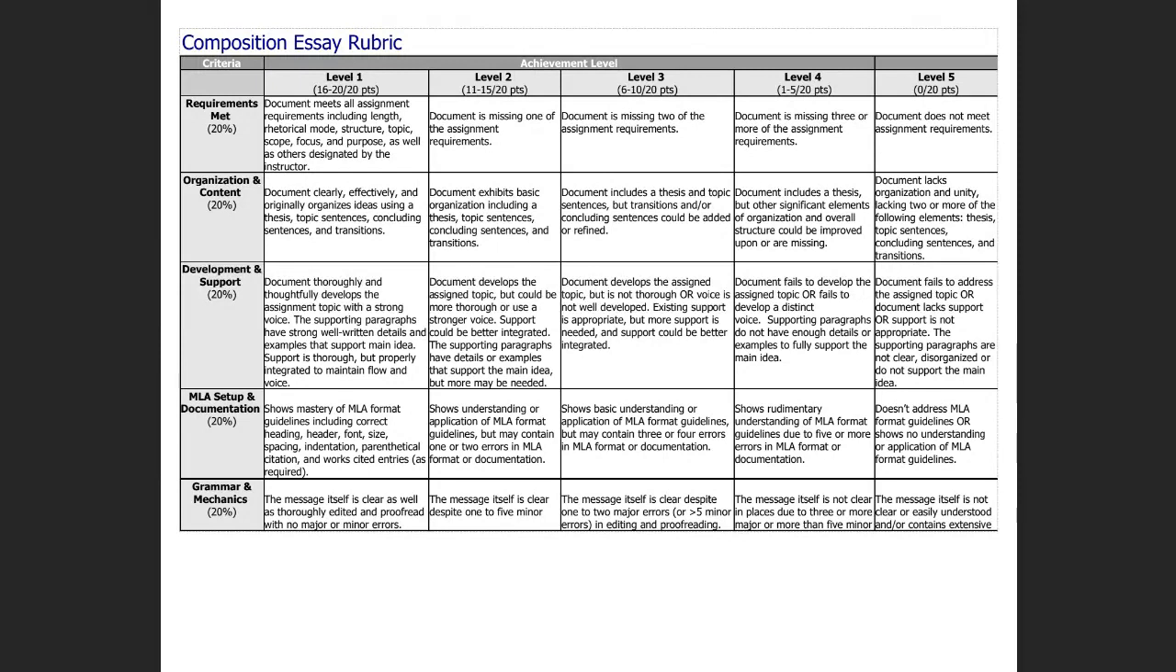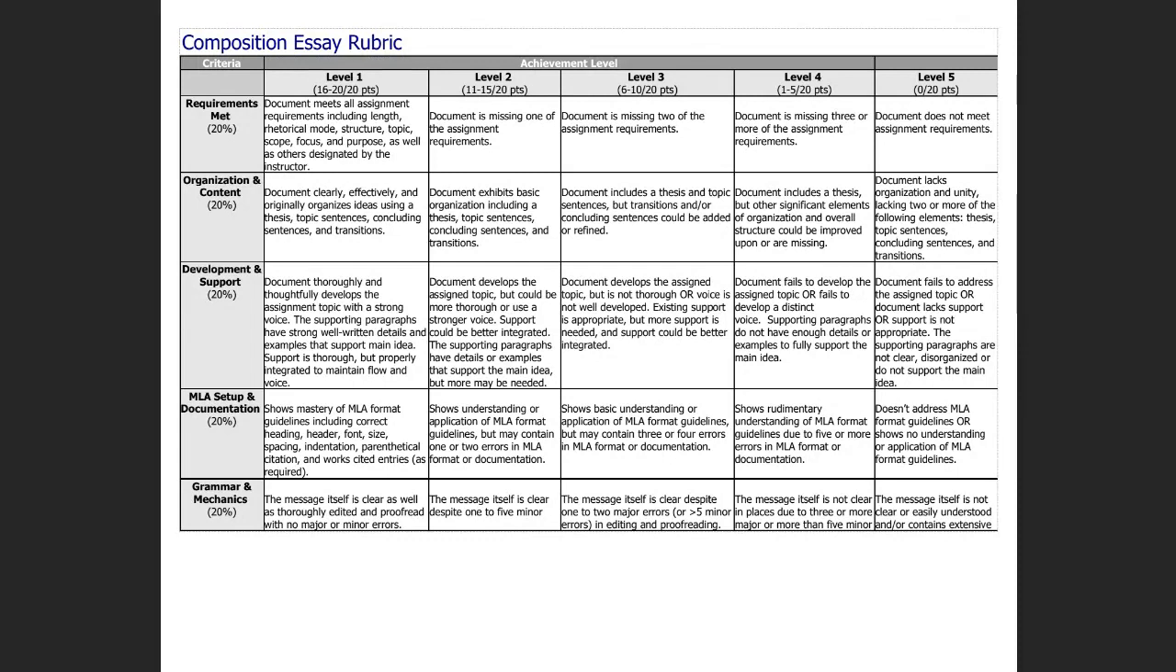The next one is development and support. This is basically about your writing voice. Do you write well? Do you write directly? Do you choose your words carefully? Do you include a lot of specific details? Do you have good transitions? Is there good flow? These are the kinds of things that I ask for development and support, and that is also 20%. The next category is MLA setup and documentation.